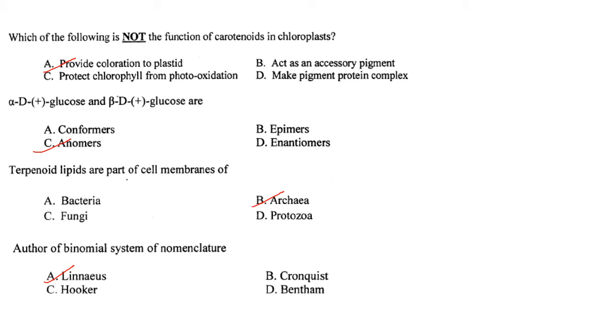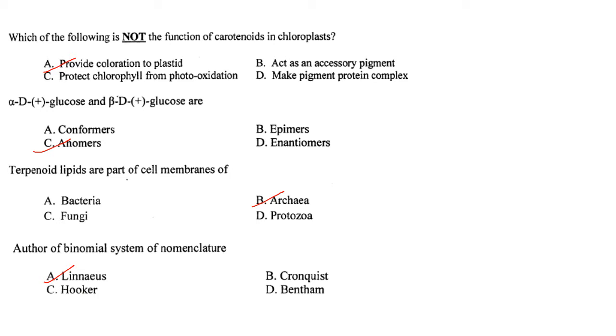Which of the following is not the function of carotenoids in chloroplast? Provide coloration to plastid, act as accessory pigment, protect chlorophyll from photooxidation, make pigment protein complex. So the answer is provide coloration to plastid. That is not a function of carotenoids. Then alpha D glucose and beta D glucose, they are called as anomers. Answer is option C.